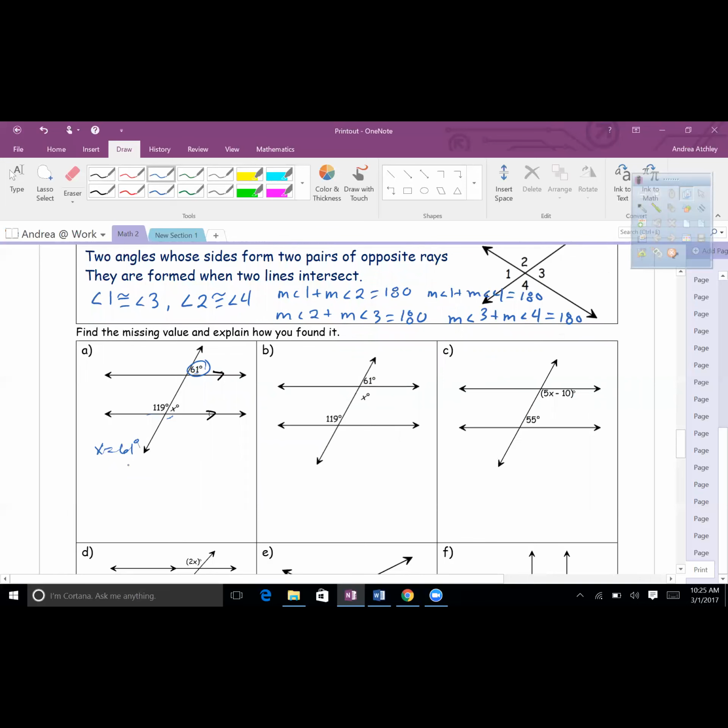The only thing then is we have to say the reason why. Explain how you know. And we're just going to write: corresponding angles are congruent.